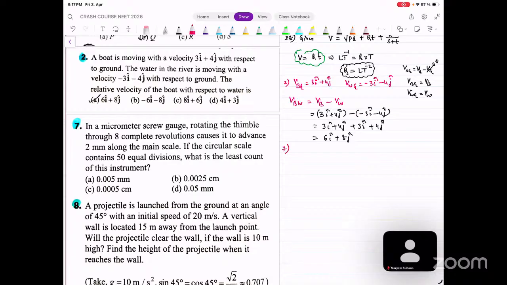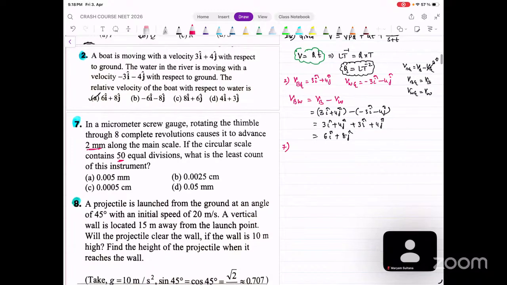In a micrometer screw gauge, micro screw gauge has another name also, micrometer, beta. In a micrometer screw gauge, the rotating thimble through 8 complete revolutions, that is, we are rotating the circular scale 8 times, causes it to advance, that is, move forward, 2 mm along the main scale. If the circular scale contains 80 divisions, what is the least count of this instrument? I hope you can do this question easily.